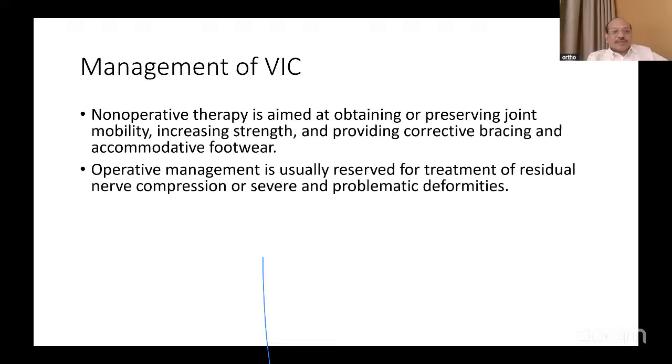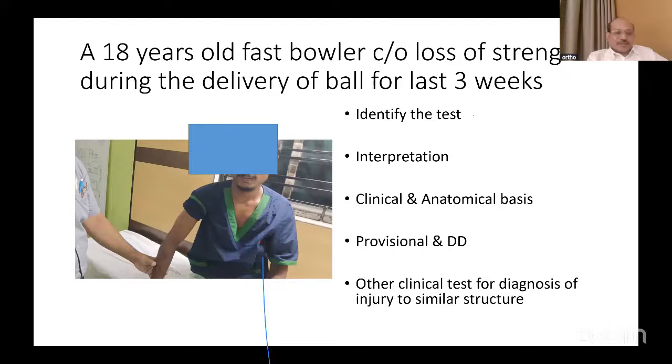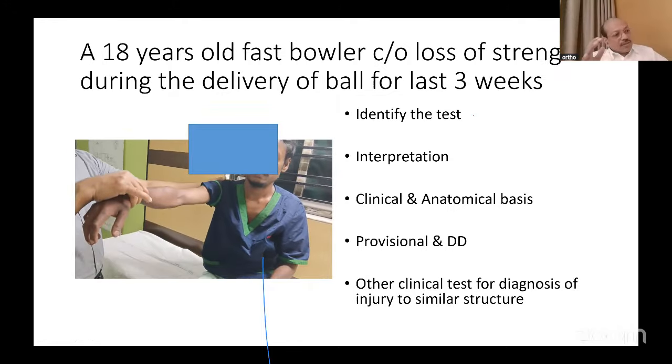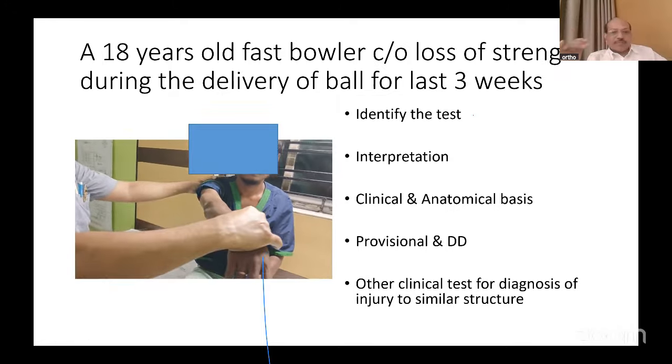Now, what is the management of VIC? You can be asked this as a theory question. So I'm skipping it. Now I'm going to a different territory. Again after 5 minutes we will stop and take some questions.